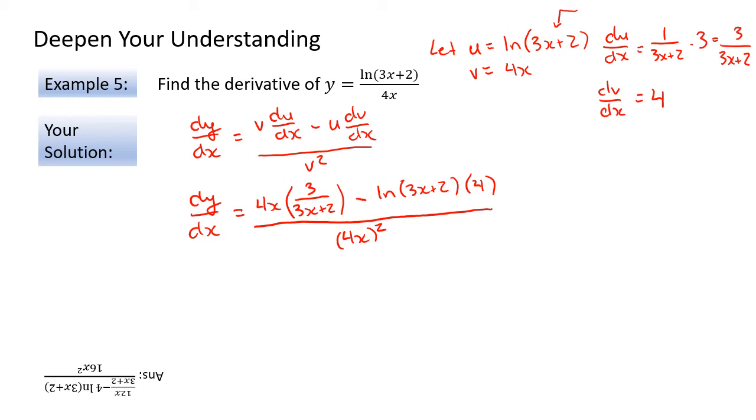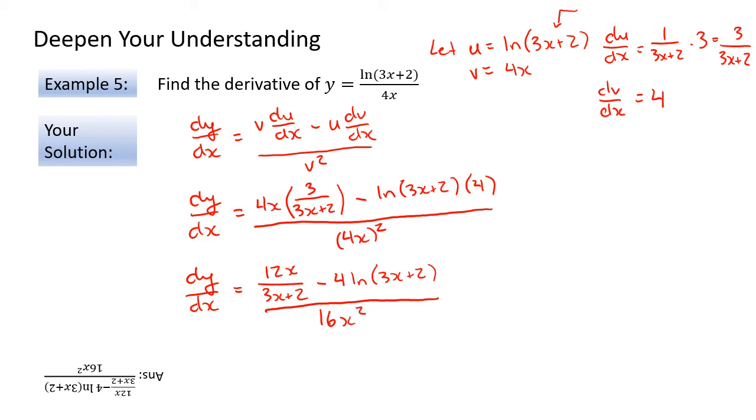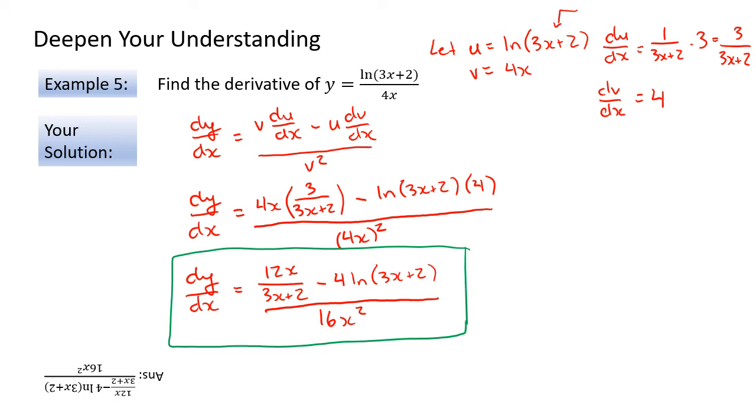So multiplying these out, we get dy by dx is equal to, the first term has 4x times 3, which is 12x divided by 3x plus 2. And the second one is simply minus 4 times the ln of 3x plus 2. There was no simplifying on that one. And that's divided by, if you multiply out 4x squared, you'll get 16x squared. Okay, so the final solution has a lot of pieces in it. But the individual steps, again, even using the quotient rule, were relatively straightforward, taking these derivatives.